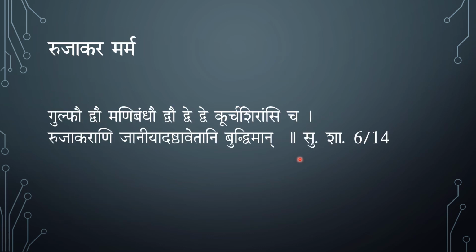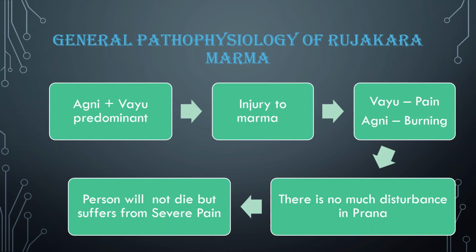Next, Rujakara Marma. Whenever the Marma spot gets injured, that leads to severe, extreme pain, but there will be no harm to the prana of the person. They are known as Rujakara Marma. Those are Gulfa 2, Manibandha 2, Kurchashira 4. They are 8 in number.